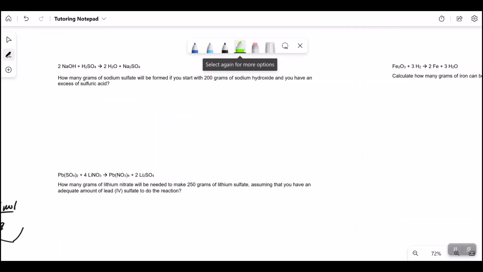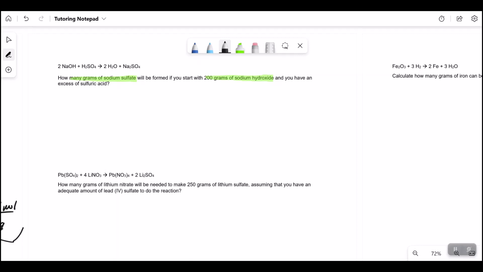Next, we're given a balanced equation, and we want to do what we're asked inside the question. It says, how many grams of sodium sulfate will be formed if we start with 200 grams of sodium hydroxide and you have an excess of sulfuric acid? Anything that is highlighted is the only information we really need. We can disregard the rest of it. Even though that's great information, it doesn't really matter when we're doing the chemical calculations.